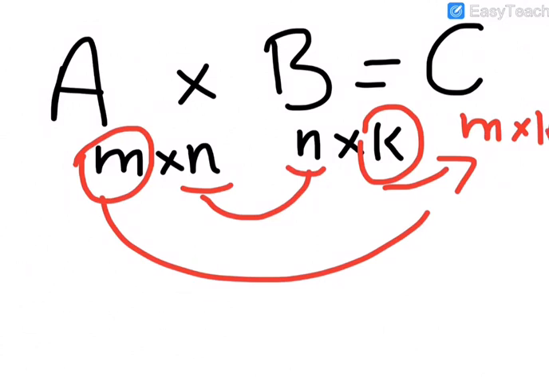So now we know the condition for the multiplication of matrices. We know the size, the order, of the resultant matrix. But now there is a question: how can we find the matrix C? I will tell you with an example.